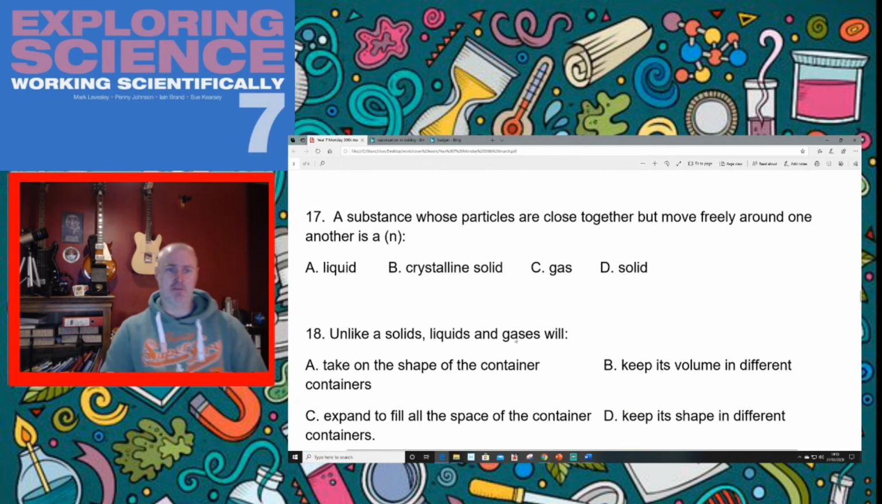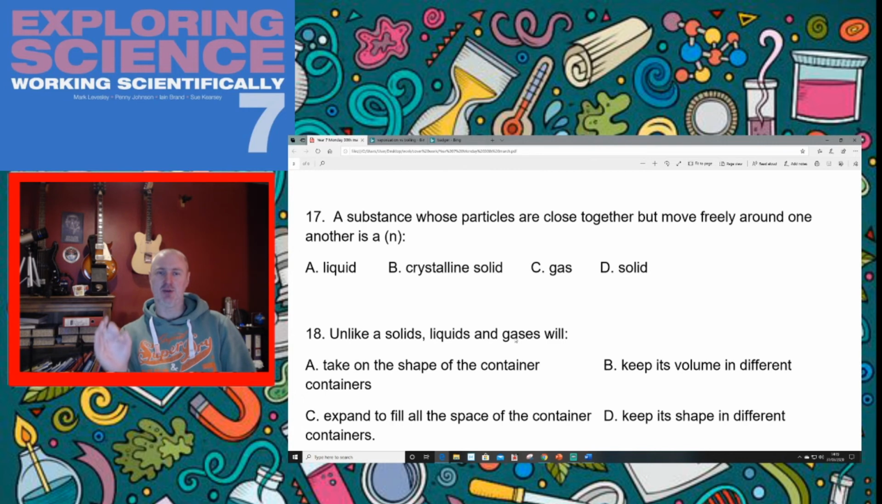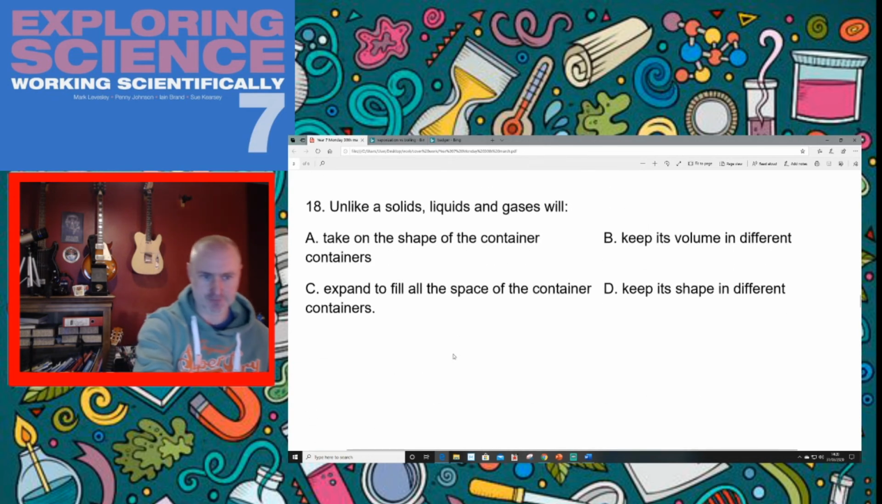Question 17, must be halfway now. A substance whose particles are close together but move freely around one another. Okay, so this is very similar to what we had before. If they are moving around one another, sliding over each other, but they're still close together, we said that was a liquid. And remember, it's important, it's that ability of those particles to slide over each other that allows the liquid to flow and be poured.